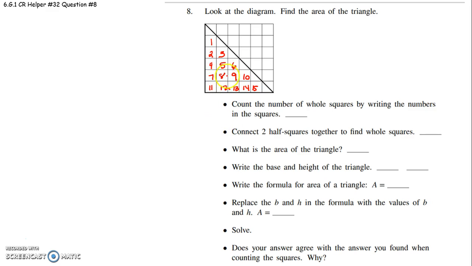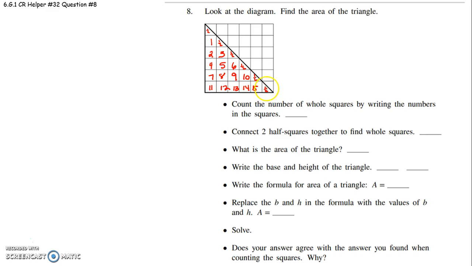So there was 15 whole squares, and now it says connect two half squares together to find whole squares. Okay, so as you can see here, we have this half square, and we have this half square. So together, those half squares make an extra whole square. Here we have a half square, and here we have a half square. Those two half squares together make an additional whole square. And here we have a half square, and here we have a half square. And those two half squares together will make an additional whole square.